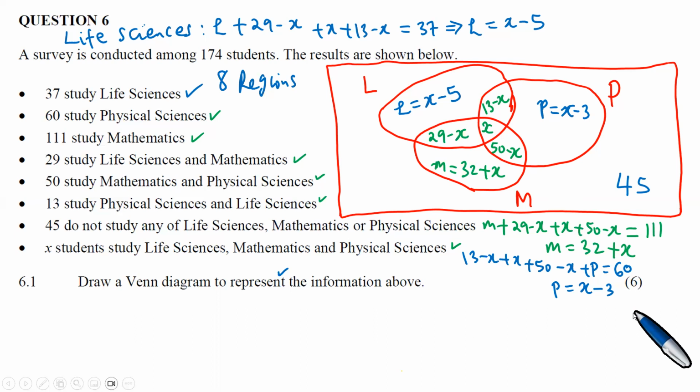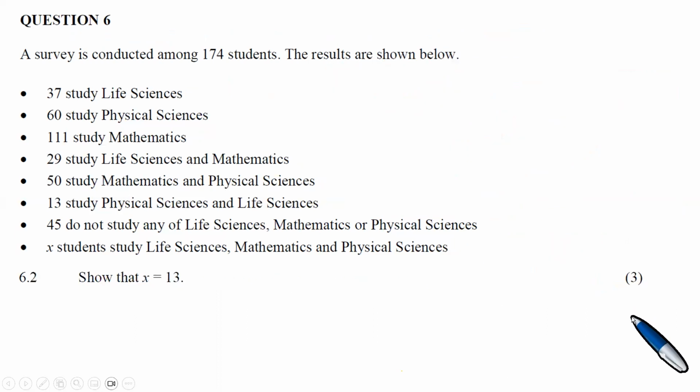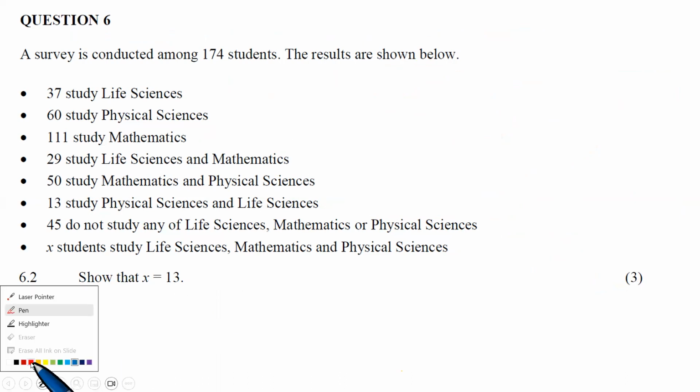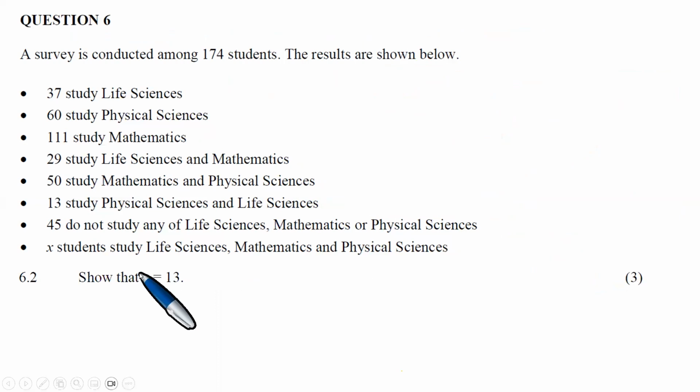Okay, next question. Show that X equals 13. What is X equals 13? So we would just recall something about the Venn diagram we just drew.